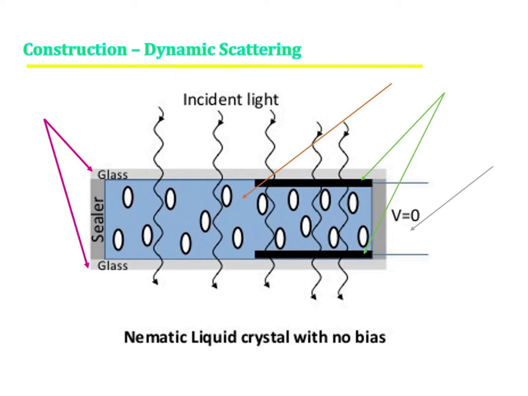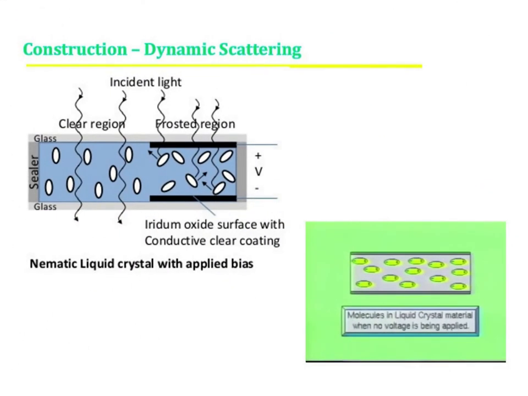For that, what materials are we going to use? We use either stannic oxide or indium oxide. This slide shows the dynamic scattering LCD operated with some bias.